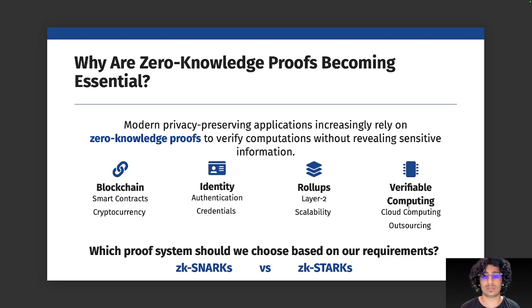Why zero knowledge proofs? ZK proofs allow us to prove that a computation is correct without revealing the underlying data. Today, they are becoming fundamental in blockchain identity systems, layer 2 rollups, and verifiable cloud computing. As adoption increases, one practical question naturally arises: which proof system should we actually use, ZK-SNARKs or ZK-STARKs?